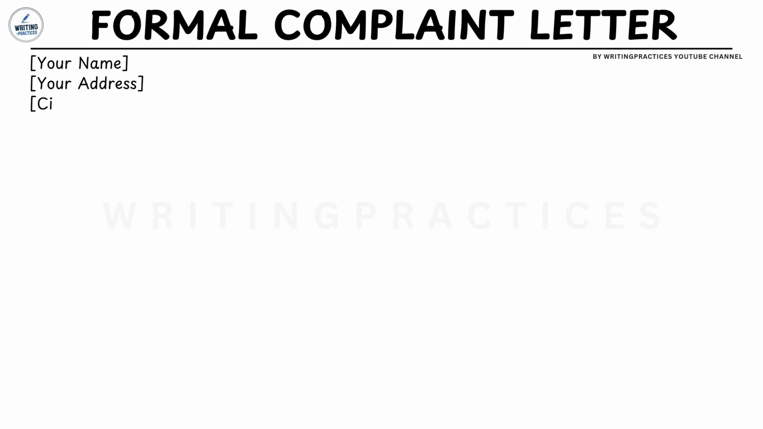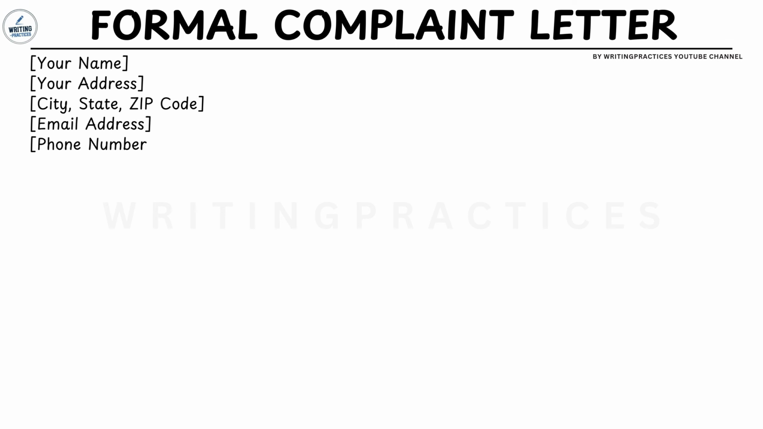Sender's information. The first step in writing a formal complaint letter is to include your personal details at the top. This section should contain your full name, address, email, and phone number. Why is this important? Including these details ensures the recipient knows exactly who is lodging the complaint and how to contact you for follow-up. Without accurate information, your complaint may go unresolved simply because they couldn't reach you. Take a moment to double-check this section for accuracy.